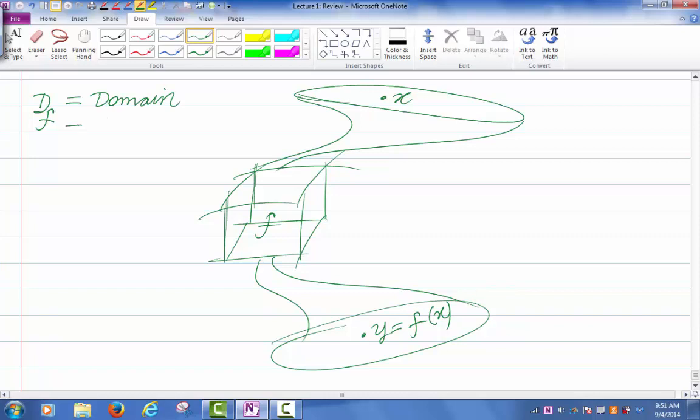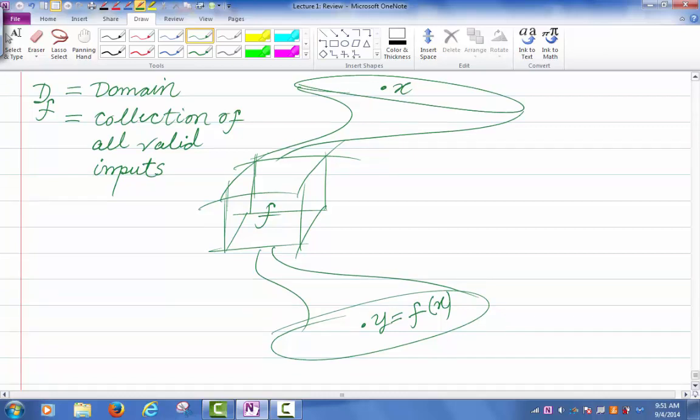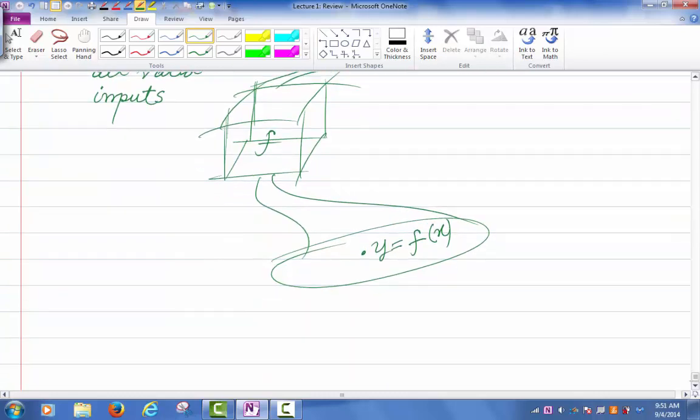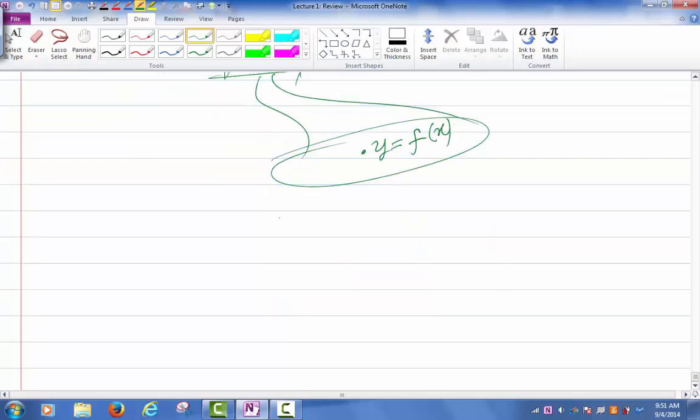And what that means is it's the collection of all valid input, okay, and all the output values, they will make up what we call the range of the function. Okay, so what's the range? So Rf will denote the range.